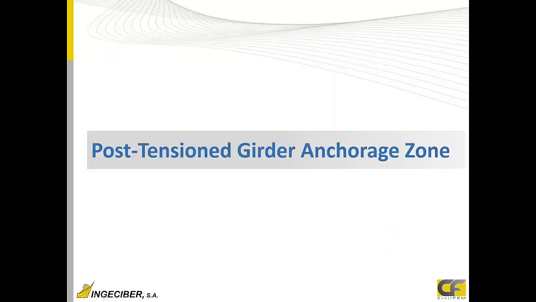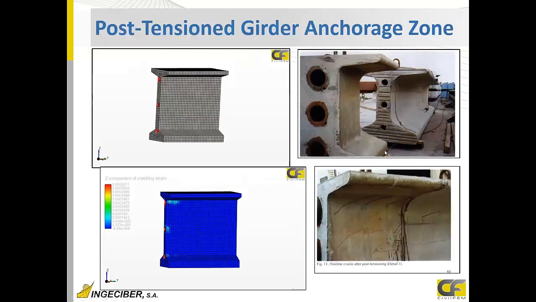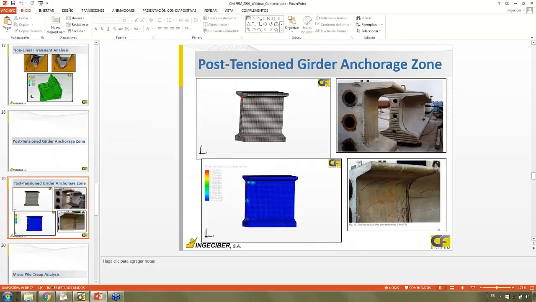Well, the next example we have is a detailed analysis of a girder bridge, and we are analyzing just the anchorage zone. Here we have some real models, and we try to model what happened to these real beams. Let's see first the model.